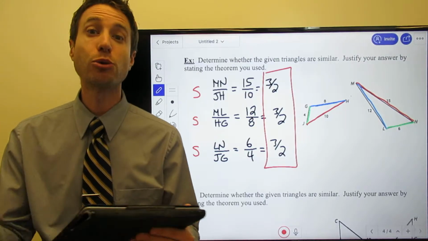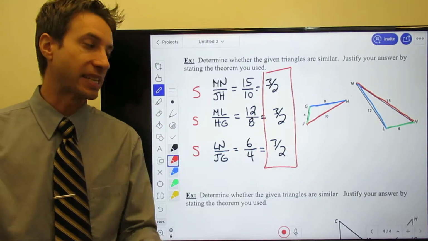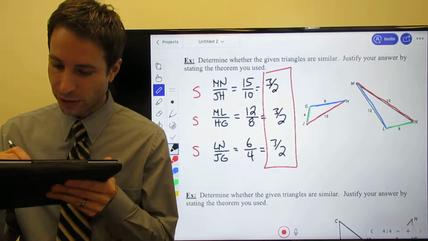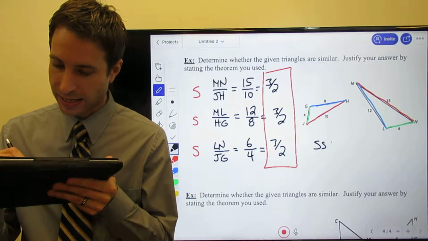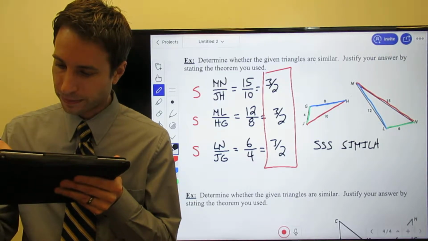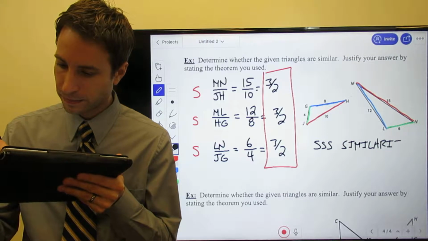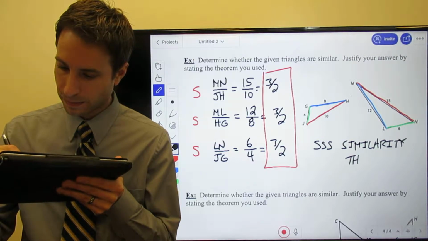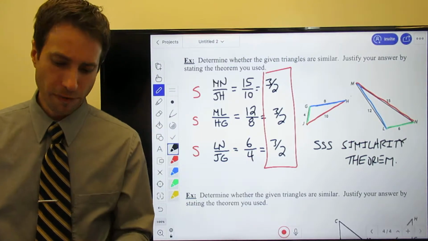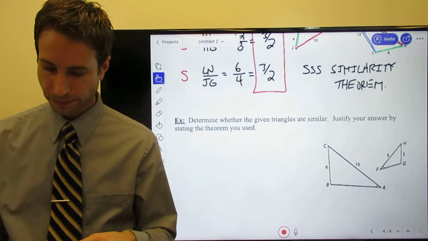The ratios are all the same. That means my scale factor is 3/2, and yes, these figures are similar. Side, side, side similarity theorem. Perfect. Hey, let's do another one.